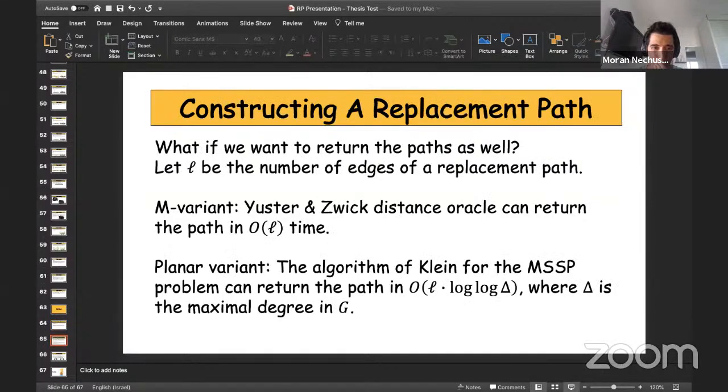Also, in the video I didn't cover the paths. What if you want to return the paths as well, and not only the distances? That's also possible, because the algorithms that we reduce our problem to can return the paths as well. In the M variant, the Yuster and Zwick distance oracle can return the paths in linear time. And in the MSSP problem, Klein's algorithm can almost return the path in linear time. It pays another factor of log of the maximal degree.